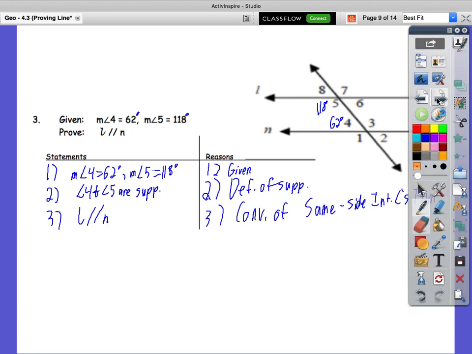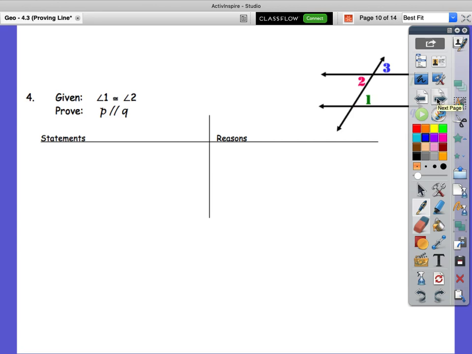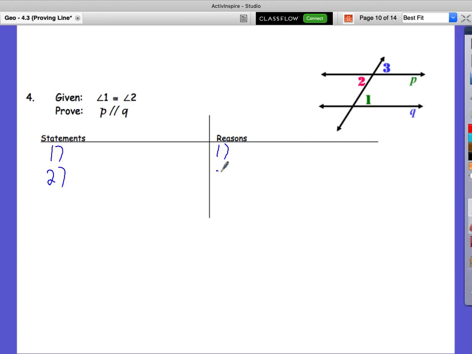Okay. Going on to the next one. This is another 2-stepper. I want to see if you guys can try this one. At the very least, you should be able to get 3 of the 4 blanks, right?